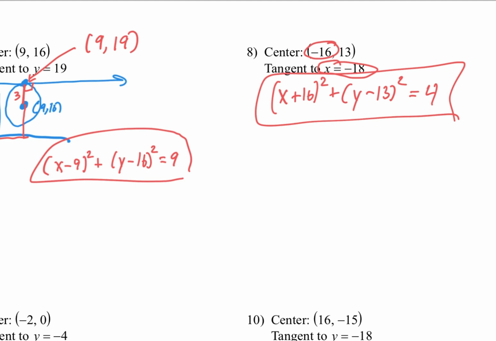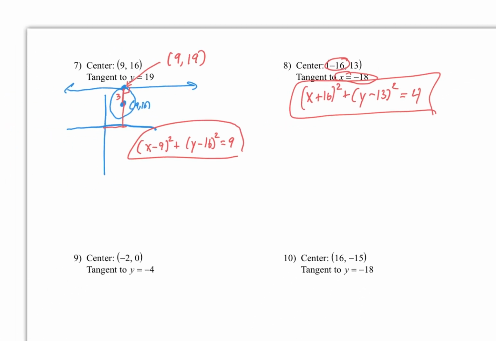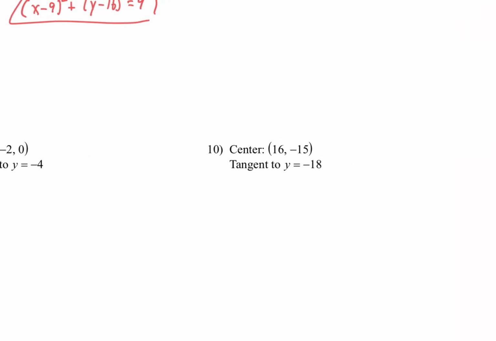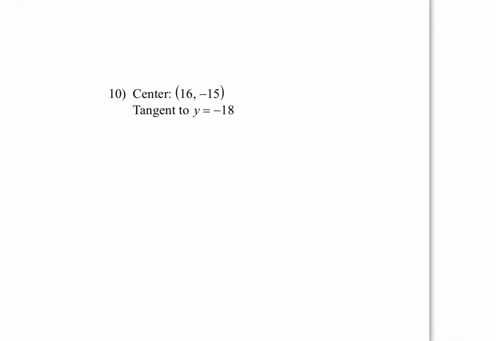So you just look at what value is changing. The x value is going from 16 to 18. It's changing by 2. So that 2 has to be your radius. That's what it means. And you put 4. See if you can figure out number 10.